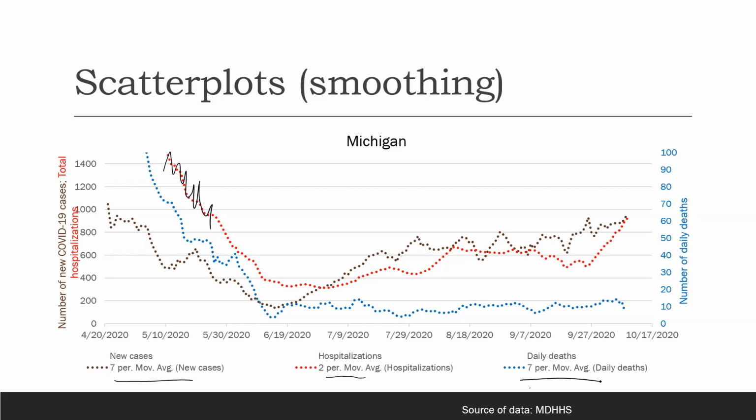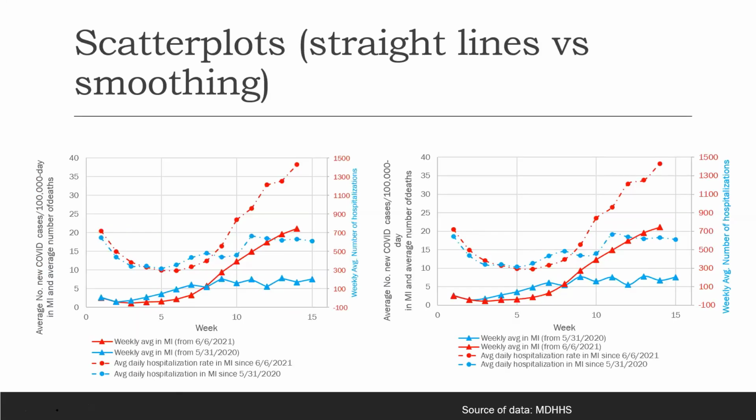I've lost some data in here. I've lost the large variability. But in some cases, it's easier to see the trends. So I can plot the data in this way. You can also use straight lines versus smoothing.